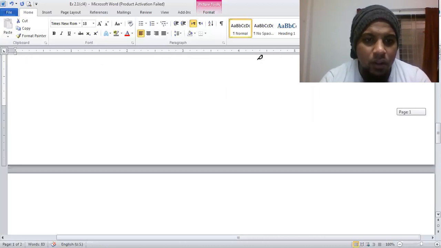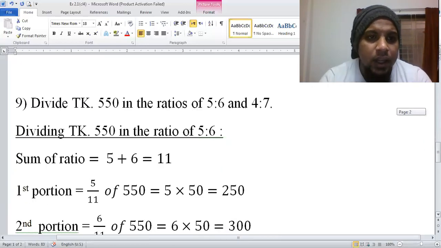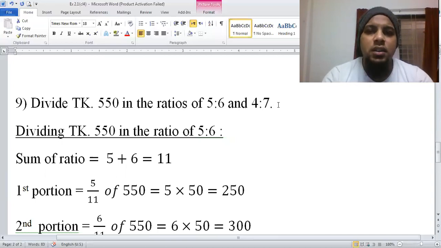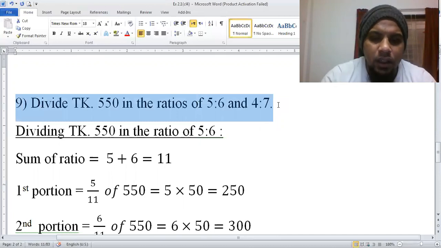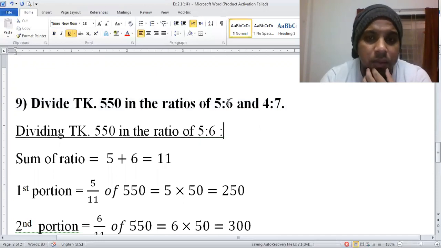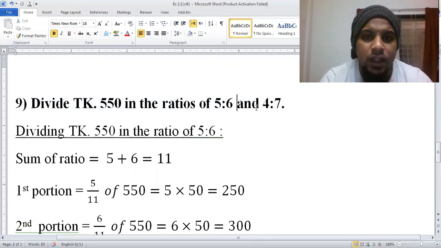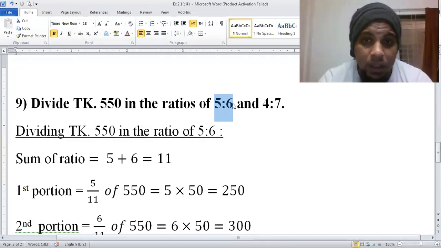Now we are going to solve another problem from your book exercise. Okay, here divide Taka 550 in the ratios of 5:6 and 4:7. That means you have to divide Taka 550. There are two ratios, we have to do them in different ways, or sorry, we have to do it in a different track.